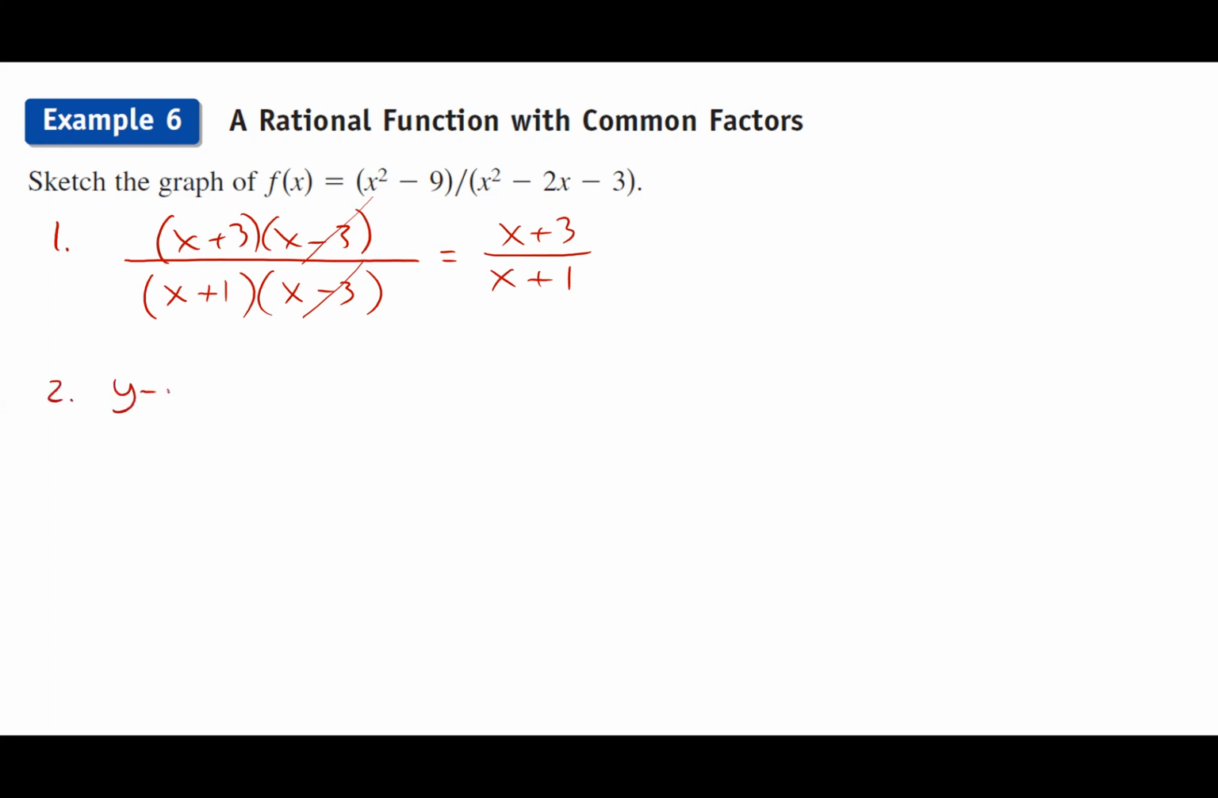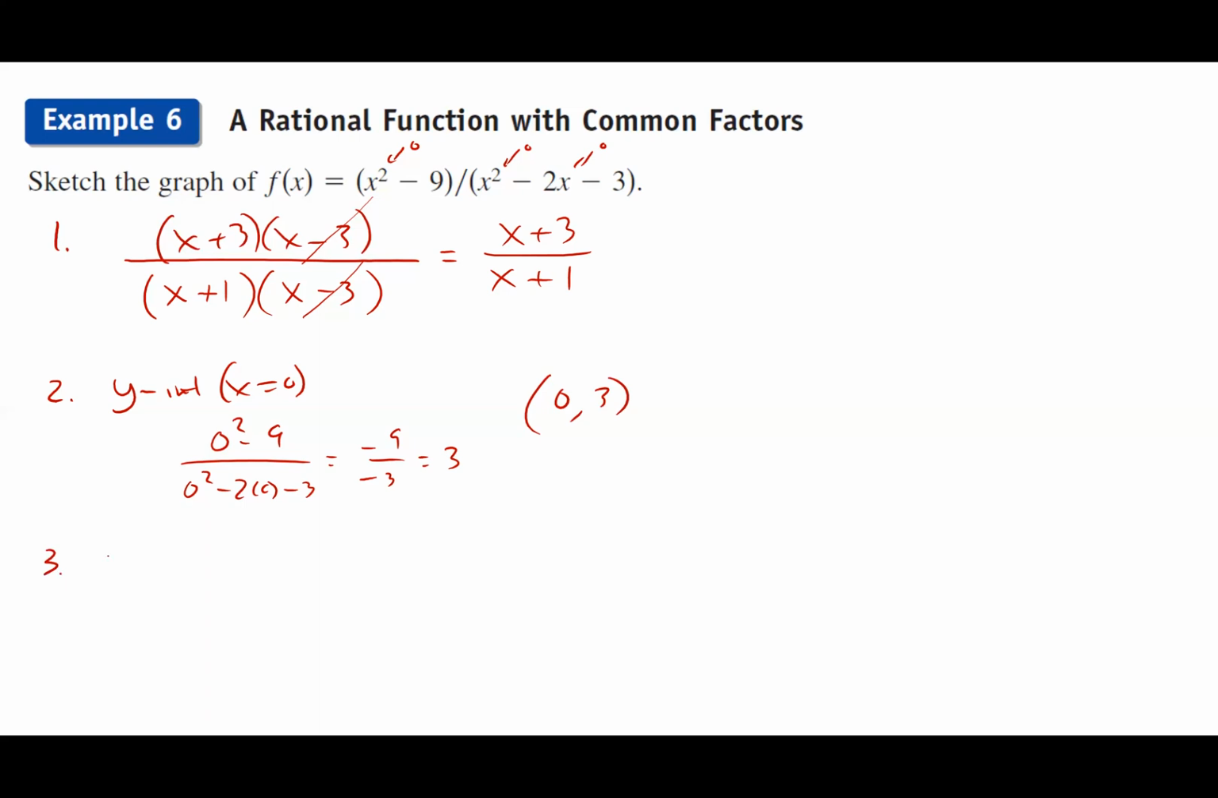So Y-intercept. Plug in X equals 0 everywhere. Now this one's going to go back to the original one. So if I plug in a 0 here, boom, 0 there, 0 there. And I got myself a 3, is that right? Cool. So it'll be a 0 squared minus 9 over 0 squared minus 2 times 0 minus 3, which makes negative 9 over negative 3, or just 3. Cool. X equals 0 gives me Y equals 3.